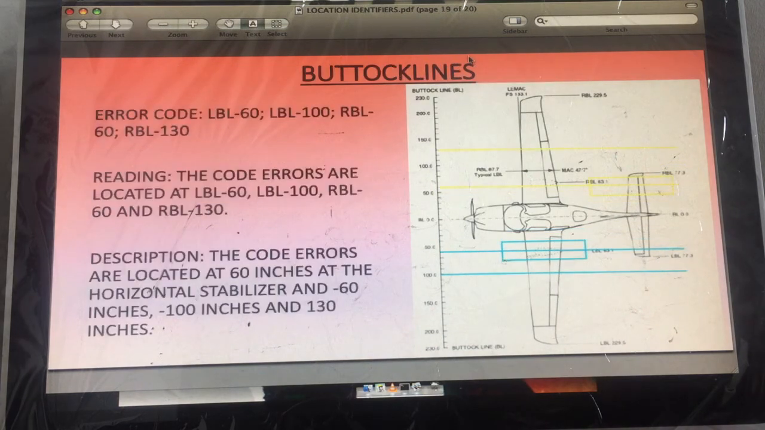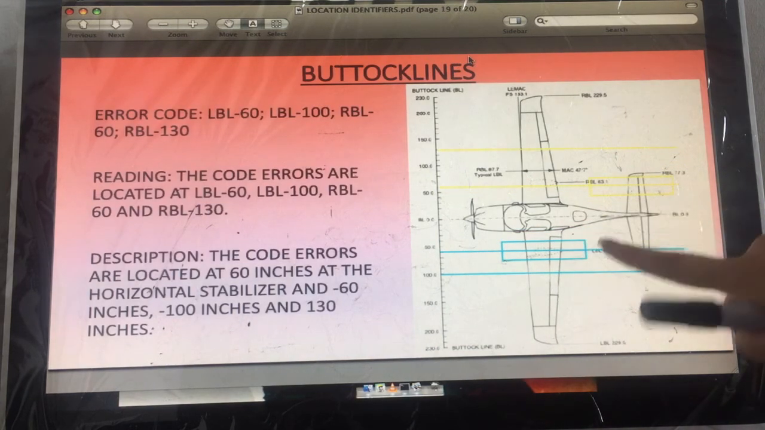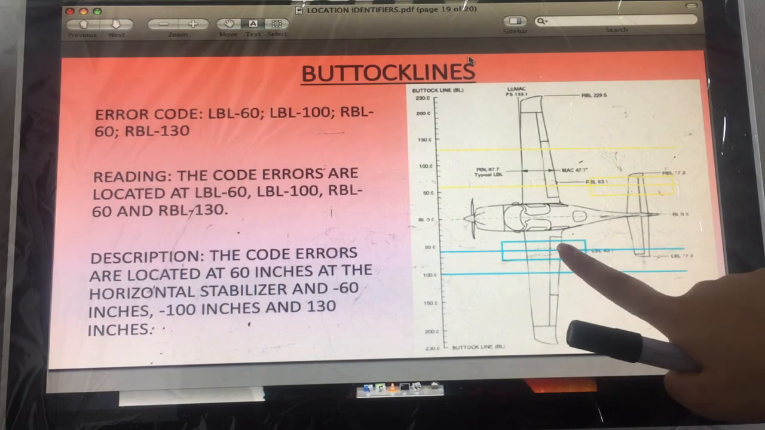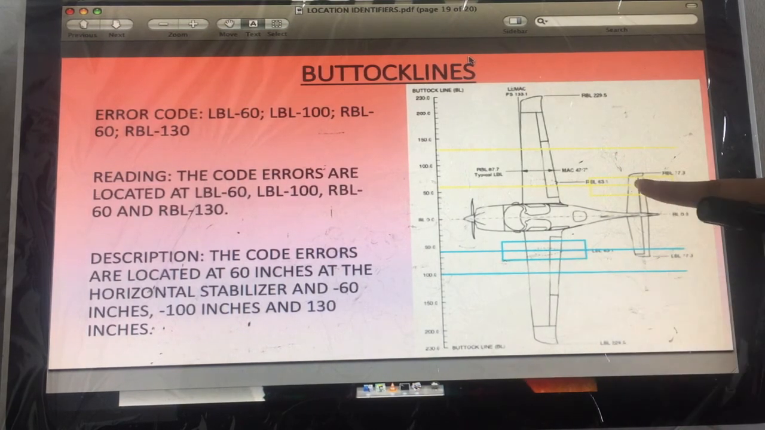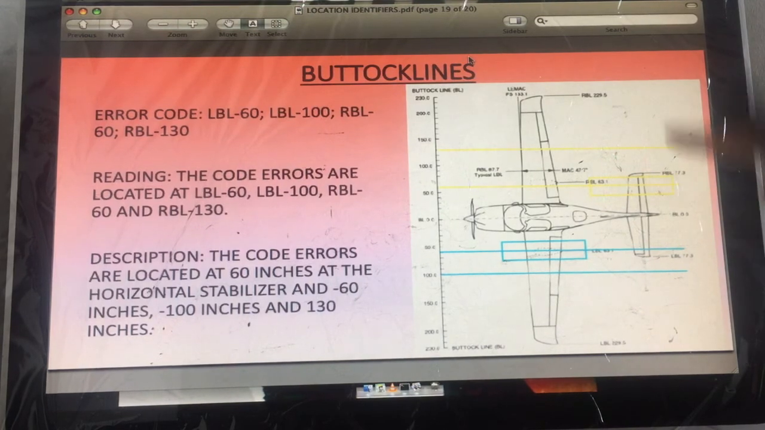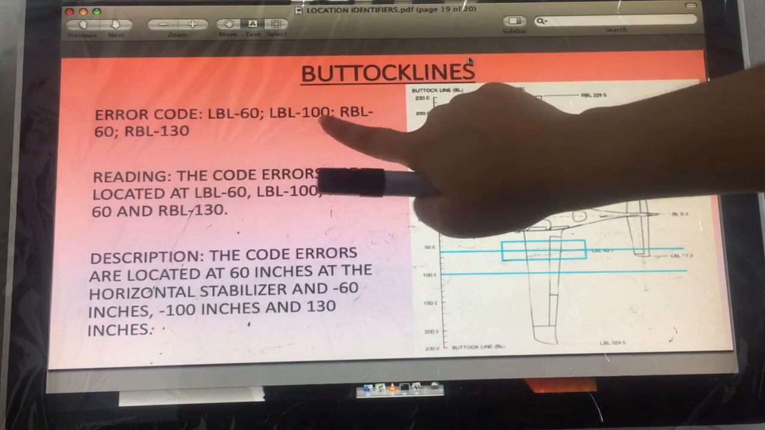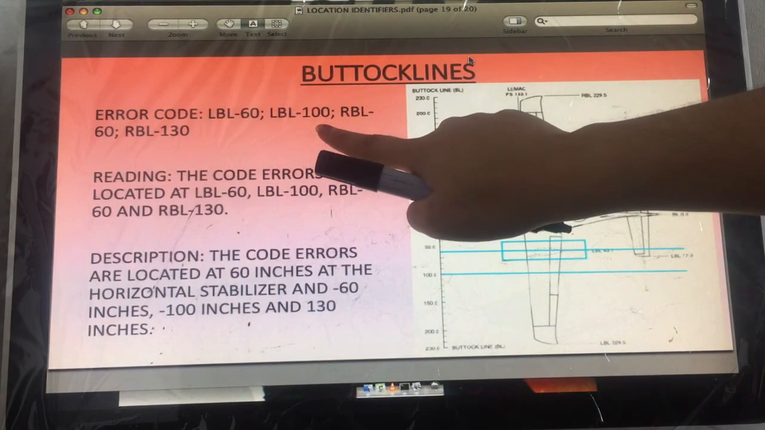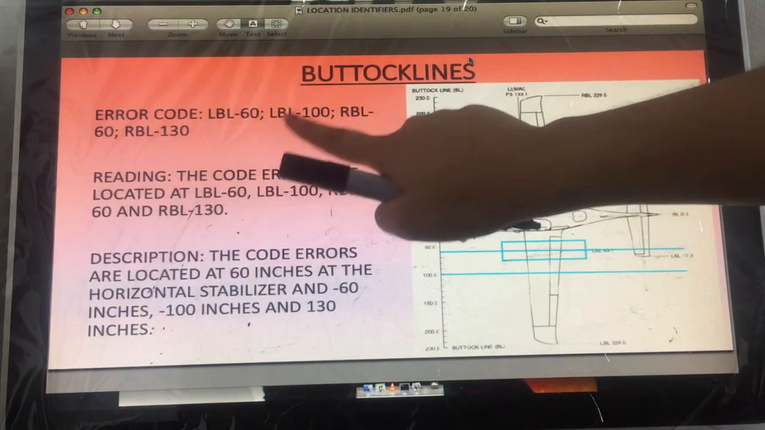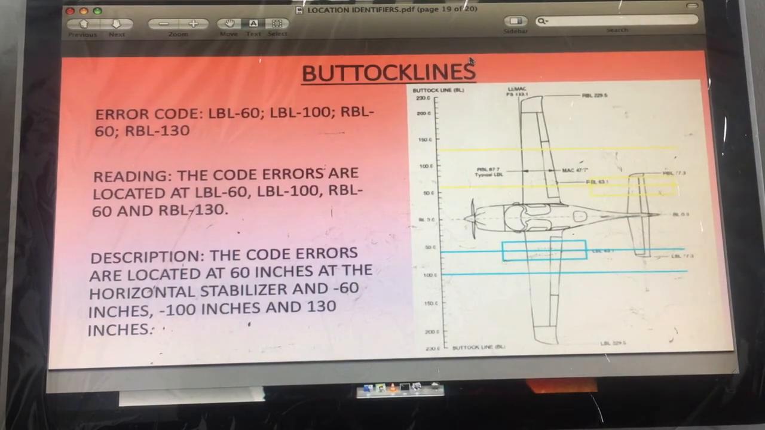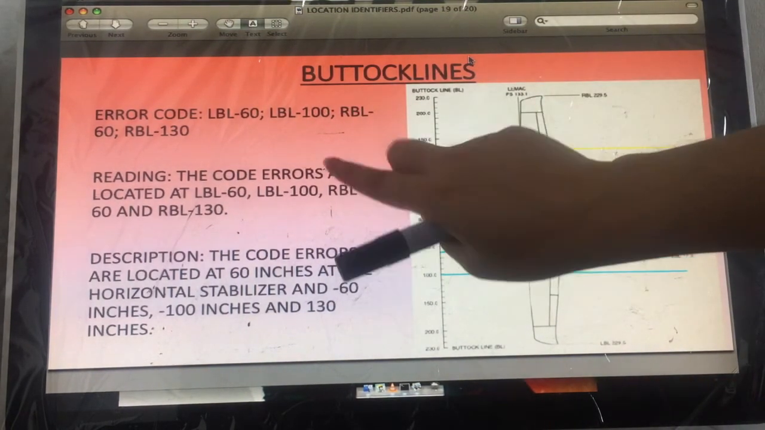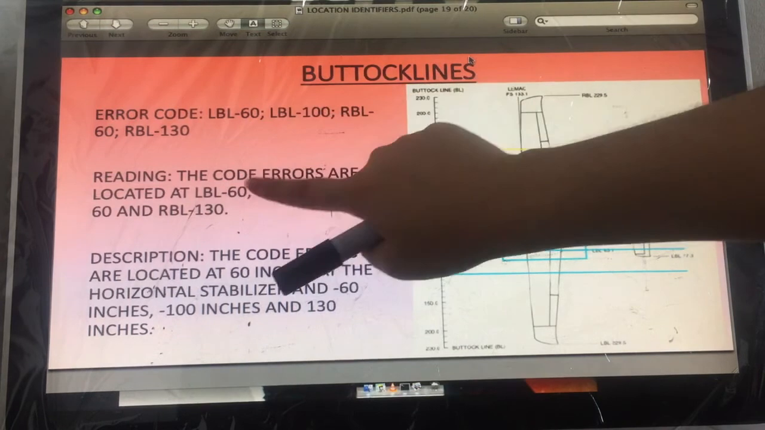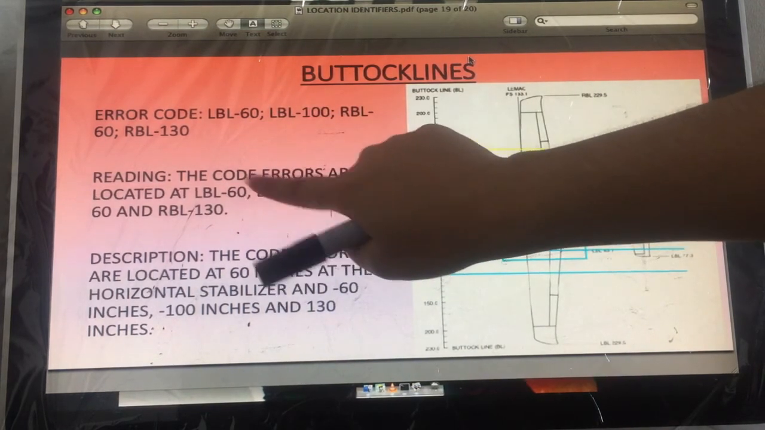So, paano ba yun? For example, this is my graph. The first box is at the wing, ang nasa LBL. And then, ang nasa RBL ay nasa horizontal stabilizer. So, for error code, again, unahin lang ang LBL. LBL60, LBL100, RBL60, RBL130, separated by semicolons. For the reading, the code errors are located at, just copy this one, but instead of a semicolon, comma.